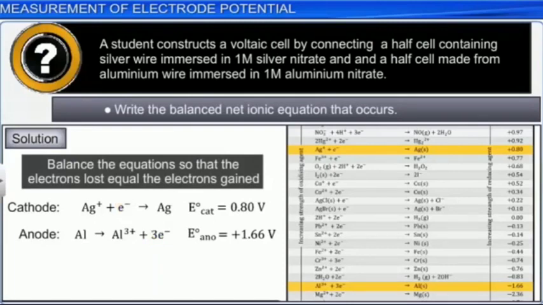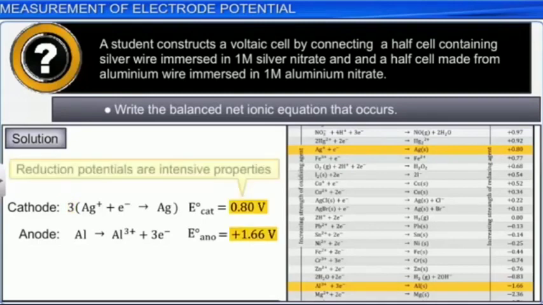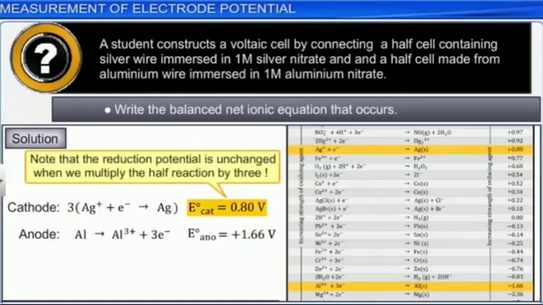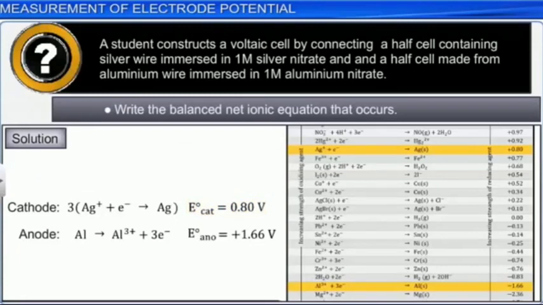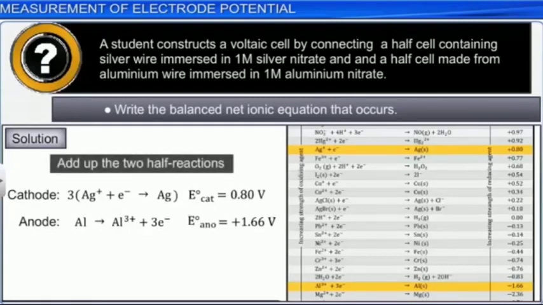However, reduction potentials are intensive properties. Note that the value of E0 for the reduction half reaction is unaffected. Now, we are ready to find the overall balanced equation and calculate the cell potential. Adding up the two half reactions gives the net equation. 3 moles of silver ions react with a mole of aluminium metal to form a mole of aluminium ions and 3 moles of silver metal.